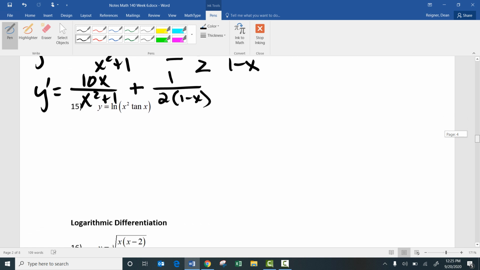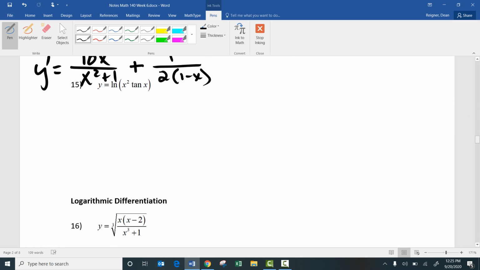So now this one also would be difficult, 15, if you tried to do it based on that formula. So this one is multiplication, which means addition. So what we're going to do is expand this. The first thing is ln of x squared, and then plus ln of tangent.